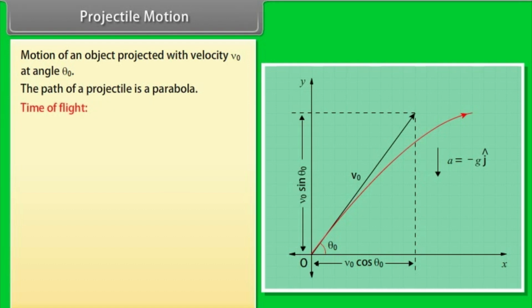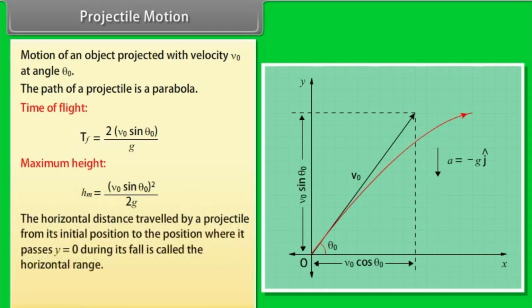Time of flight of a projectile is Tf = 2 v₀ sin θ₀ / g. Maximum height of a projectile is Hm = (v₀ sin θ₀)² / 2g. The horizontal distance travelled by a projectile from its initial position to the position where it passes y = 0 during its fall is called the horizontal range. Horizontal range of a projectile is given by R = v₀² sin 2θ₀ / g.